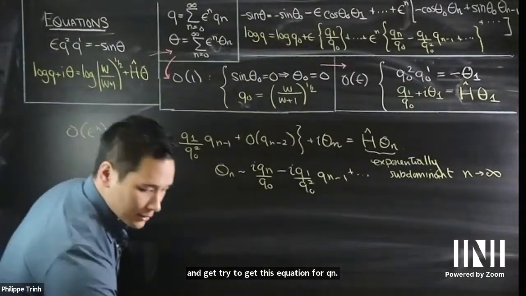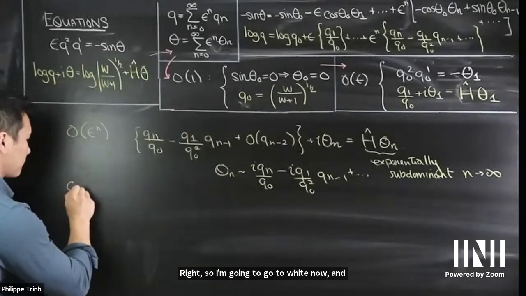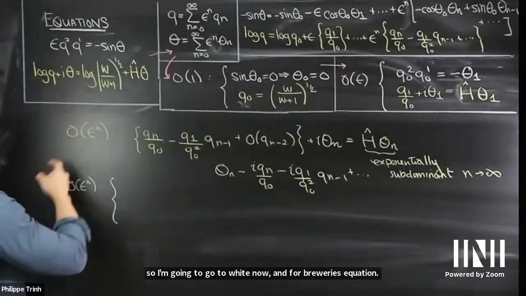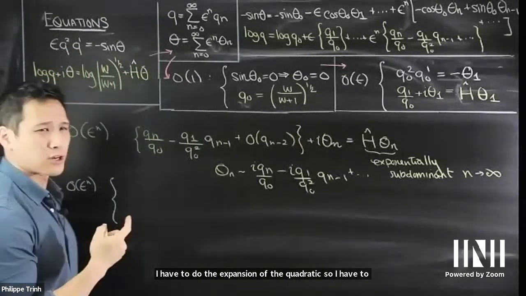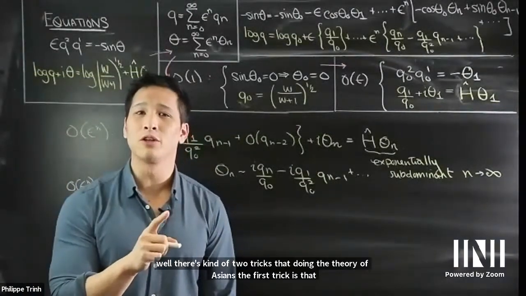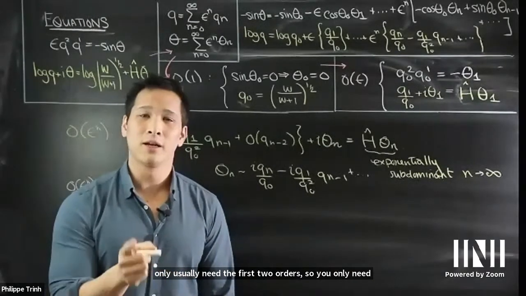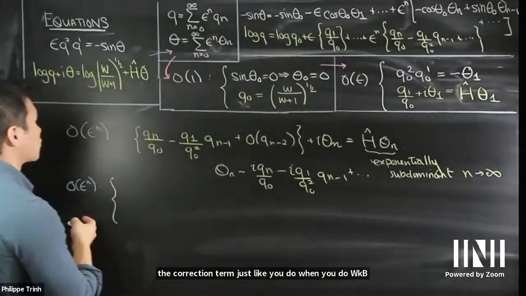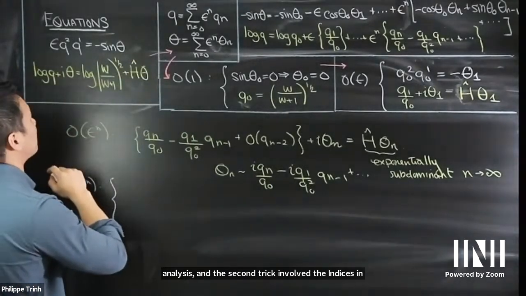Right, so I'm going to go to white now, and for Bernoulli's equation, I have to do the expansion of the quadratic. So I have to put my series into the quadratic and into the derivative expression. And the trick is basically, well, there's kind of two tricks to doing these derivations. The first trick is that you only usually need the first two orders. So you only need the leading order as n tends to infinity, and you need the correction term, just like you do when you do WKB analysis. And the second trick involves the indices and the derivatives, but I'll explain that in a minute.